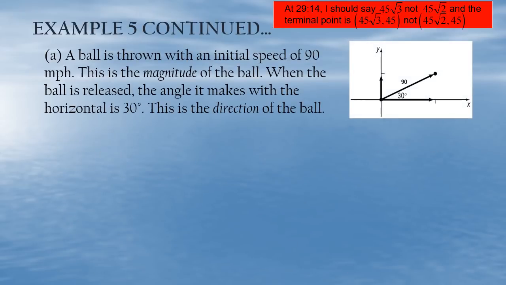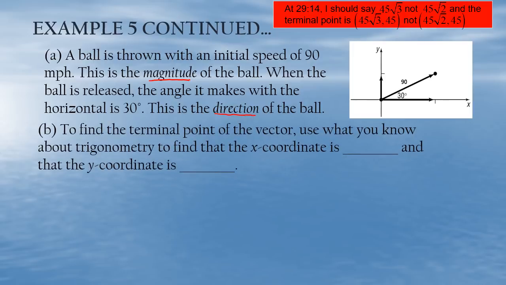All right, let's keep this problem going. Here's what we just did. We said that the speed of 90 miles per hour is the magnitude, and we said that the 30 degrees is the direction. All right, there's a little bit more to this problem. To find the terminal point of the vector, that's where the arrow's at on the vector, use what you know about trigonometry to find the x-coordinate and the y-coordinate. In other words, what is that ordered pair?